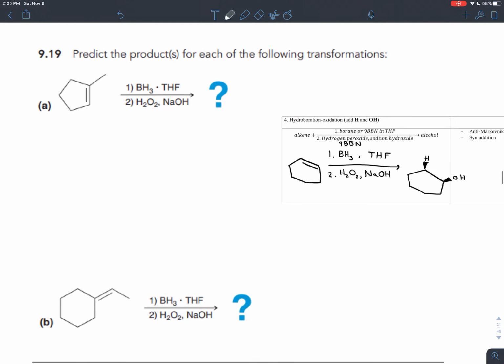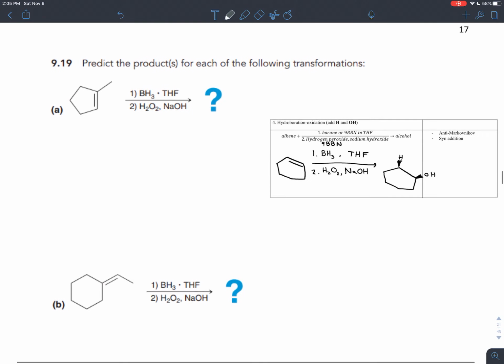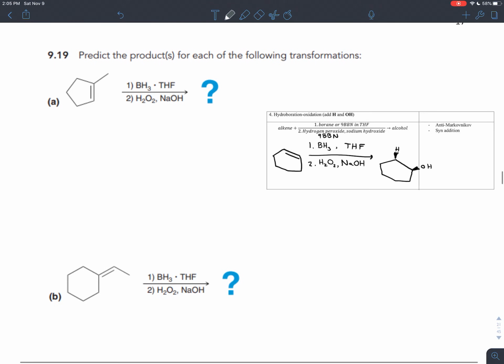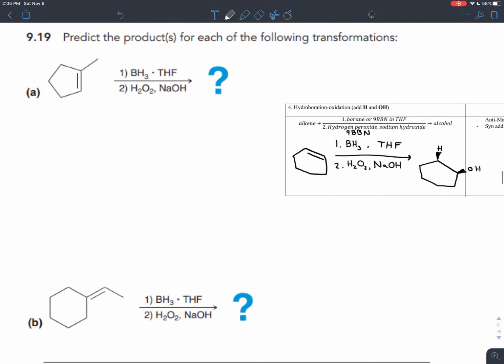Okay. Exercise 9.19 is the same thing. We're going to do hydroboration-oxidation. So you'd look at the carbon chain and you'd say, okay, an alkene. The big category I want to think in is addition, right? In order to do substitution or elimination, you need a leaving group. We don't have that here. We have a pi bond. Pi bonds allow you to do addition.